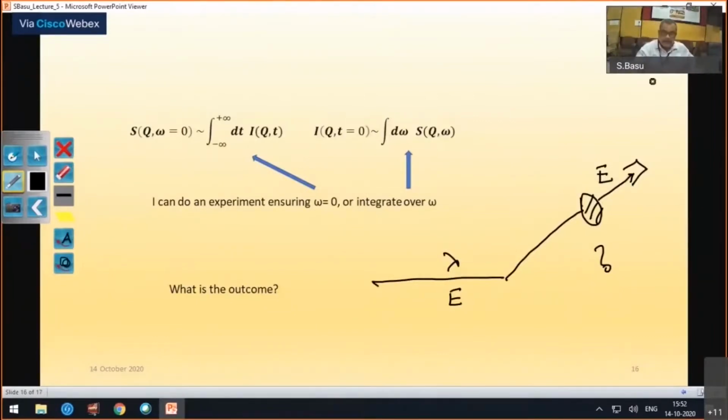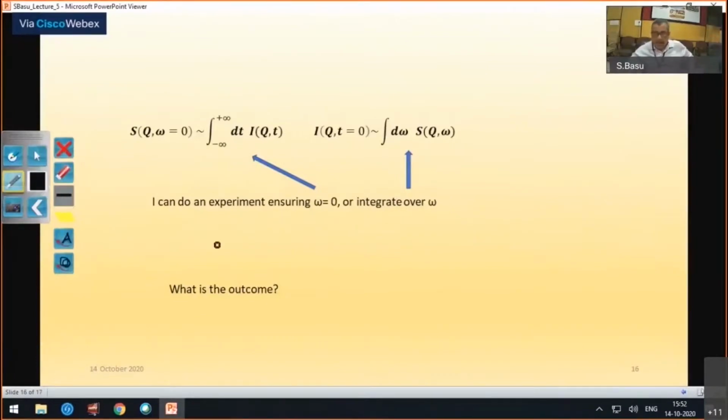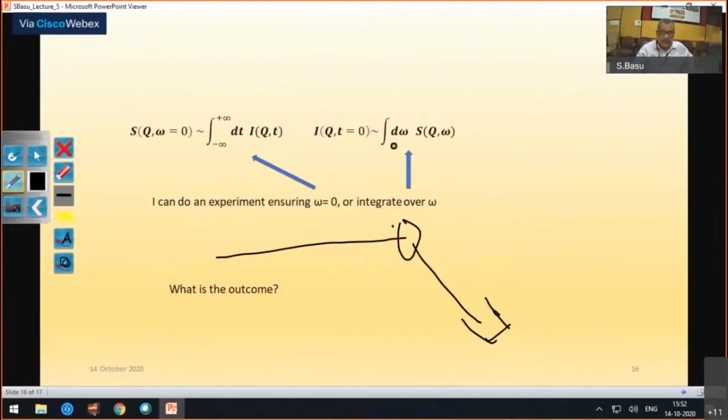On the other hand, I do one more experiment in which I have a neutron beam, there is a sample, it is scattered, and I straight away put it in a detector. I don't discriminate any energies, I take all energies in. That means I do an integration over omega. This gives me an instantaneous picture. So one gives me an average over time, one gives me an instantaneous picture.